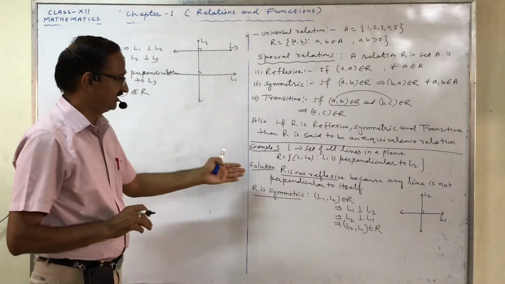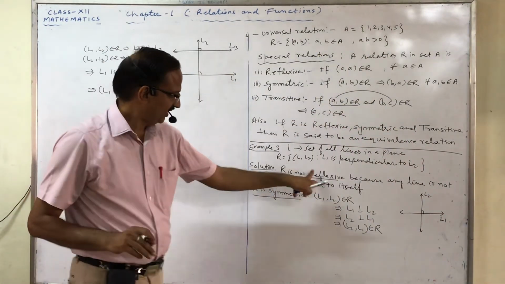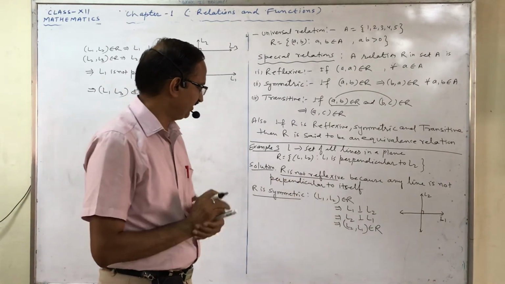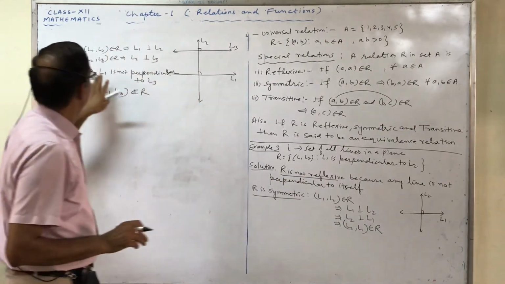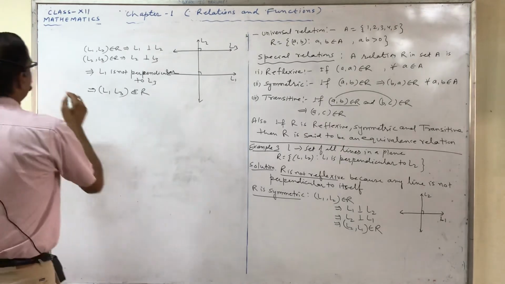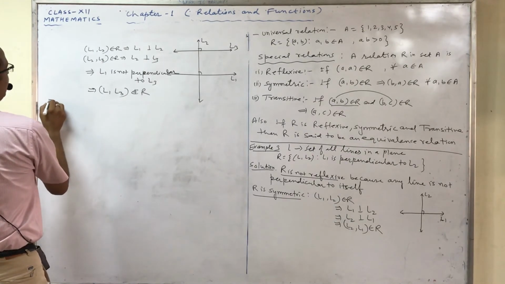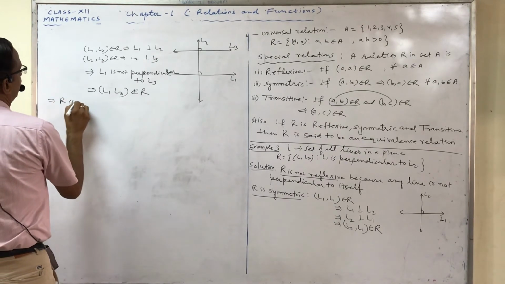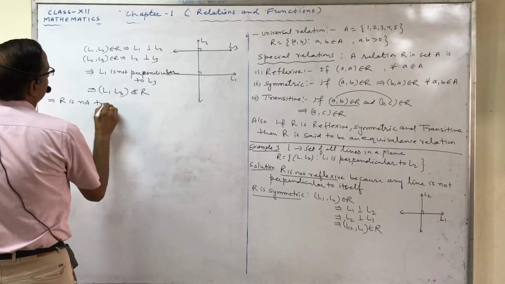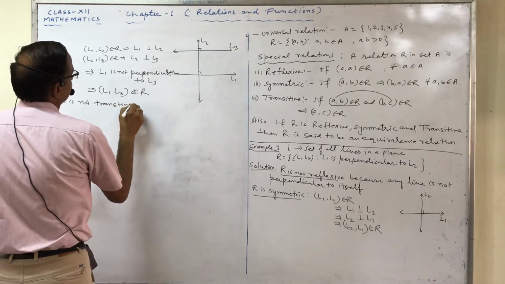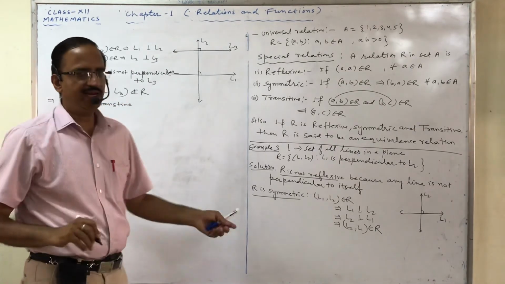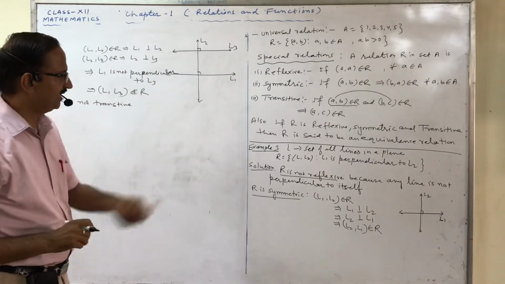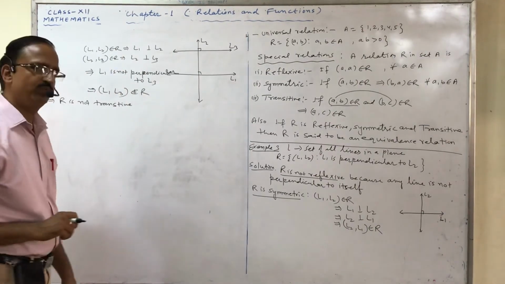Since R is not reflexive, it is symmetric and it is not transitive. So we can write, this implies that R is not transitive. So this we have to prove, that R is symmetric but neither reflexive nor transitive, hence it is proved.